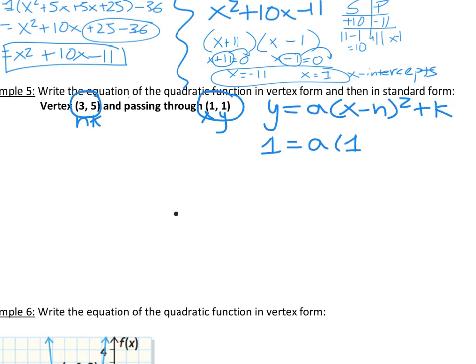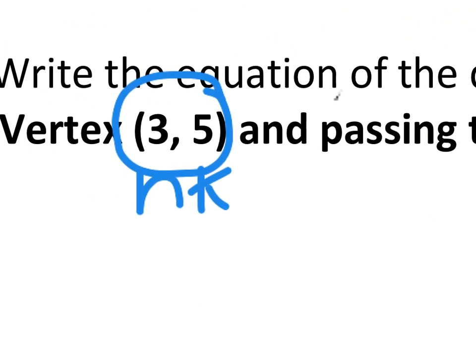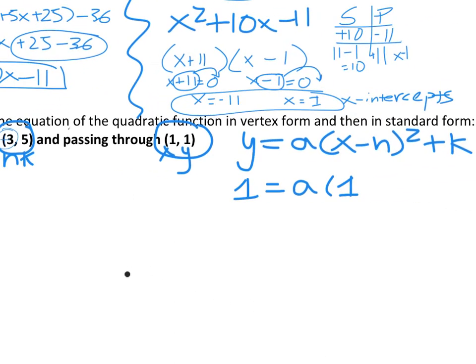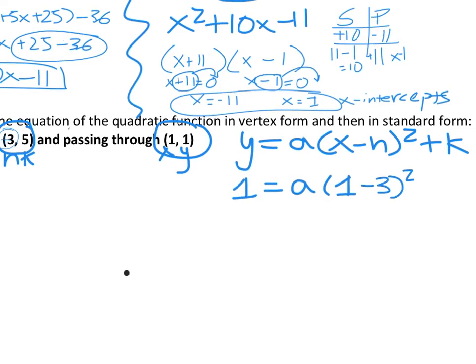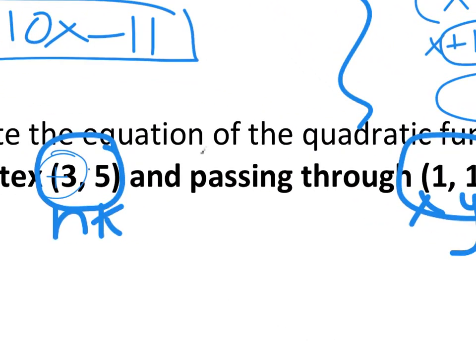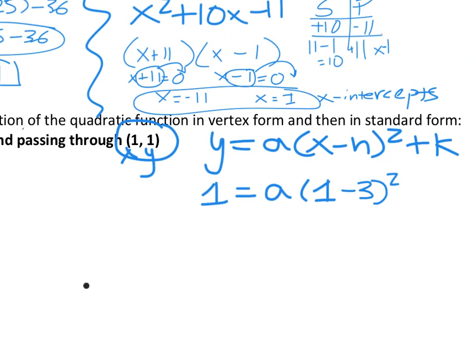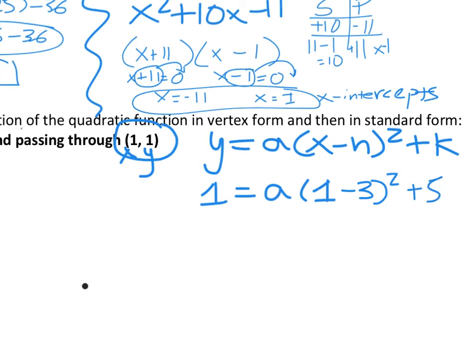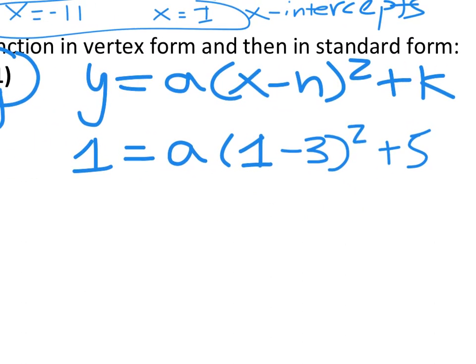Now here's where you got to be careful with the negative sign. So whatever you're taking out and putting in always has to be the opposite sign. So right now I'm going to be putting in a positive 3, which means that it's going to look like negative 3 inside the bracket. My k value is positive 5. That doesn't change, so I'm just going to write positive 5 at the end. And then it's just a matter of doing some math here. 1 minus 3 is negative 2.